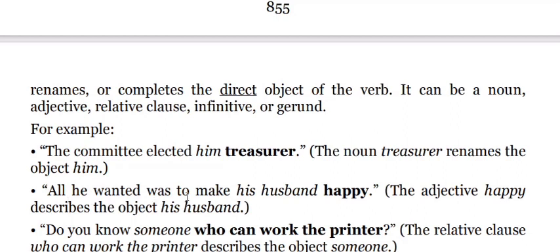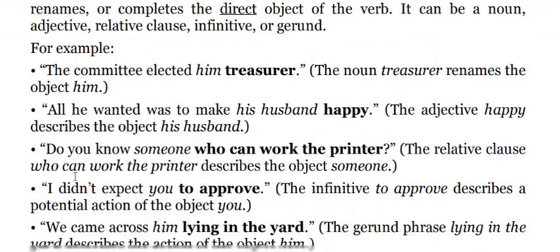All he wanted was to make his husband happy. Here, the adjective happy describes the object his husband. Do you know someone who can work the printer? Here, the relative clause who can work the printer describes the object someone. Now, above the example, all he wanted was to make his husband happy. Here the object is his husband.